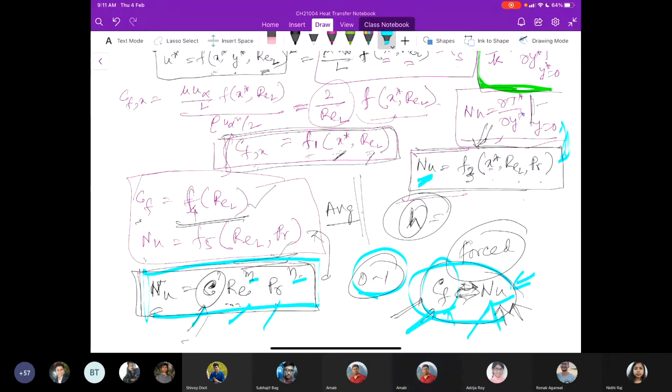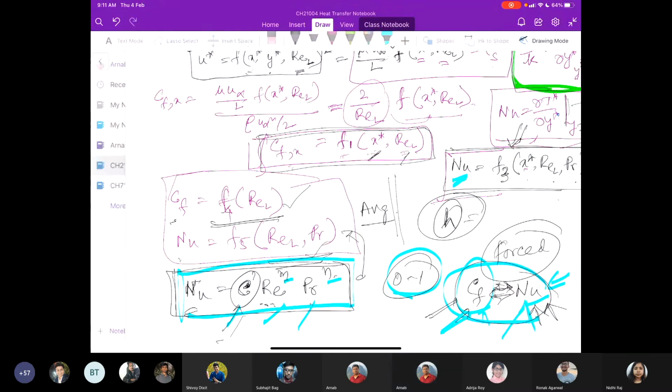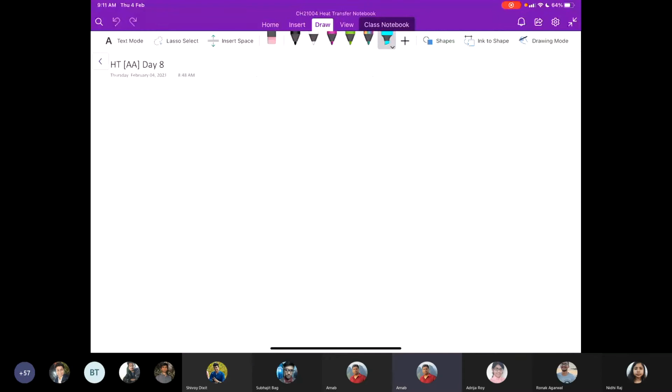These relations are developed based on some similarity concepts, which are called the analogies. So today we'll see what the relations are between the momentum and heat transfer boundary layers, or the analogies between momentum and heat transfer.